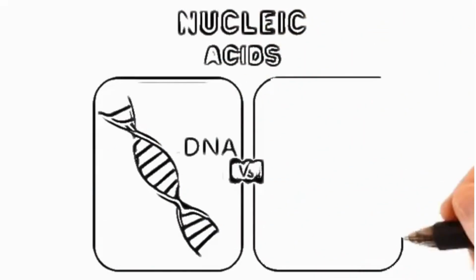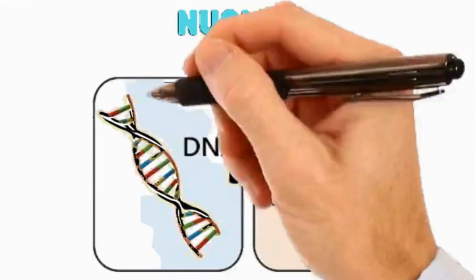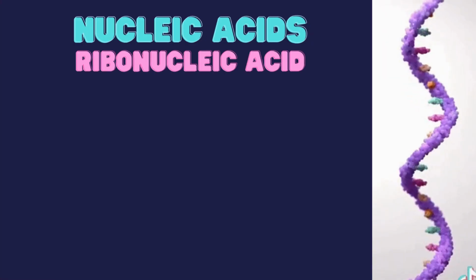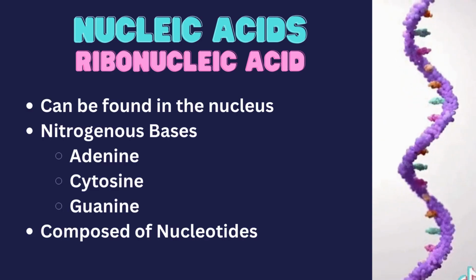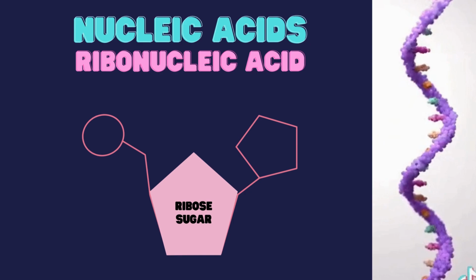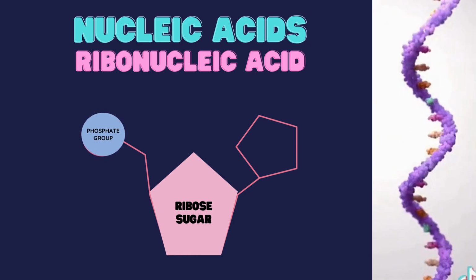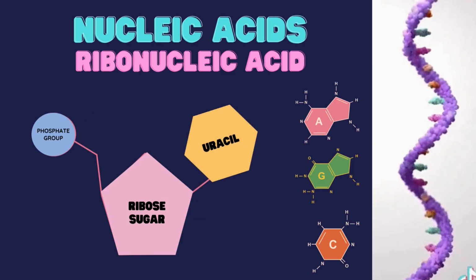DNA is a form of nucleic acid. Another form of nucleic acid is the RNA. RNA stands for ribonucleic acid. RNA shares similar components to that of DNA. RNA has a ribose sugar, which is why it is called ribonucleic acid, phosphate groups, and nitrogenous bases.